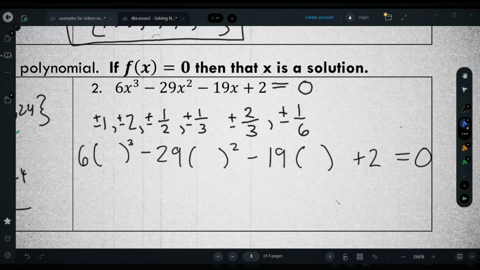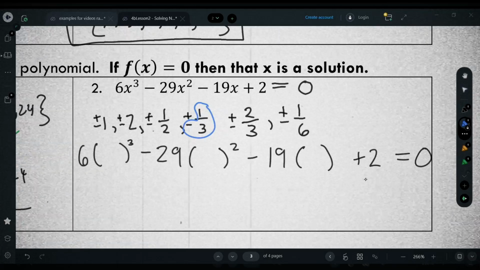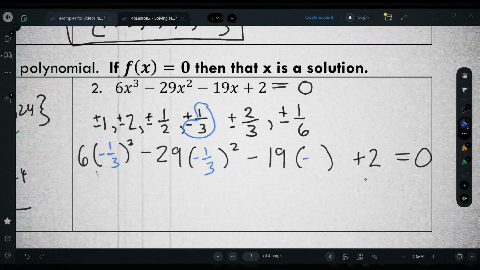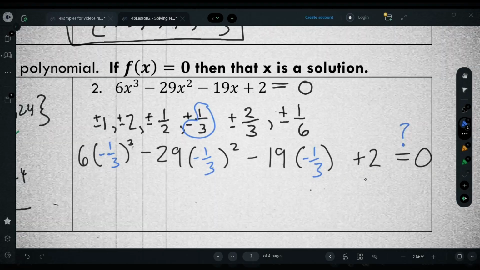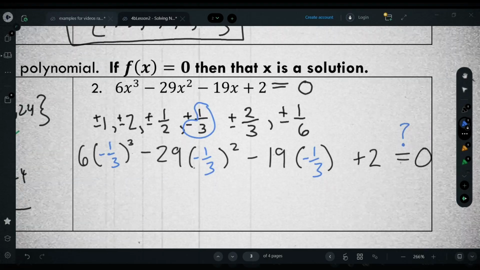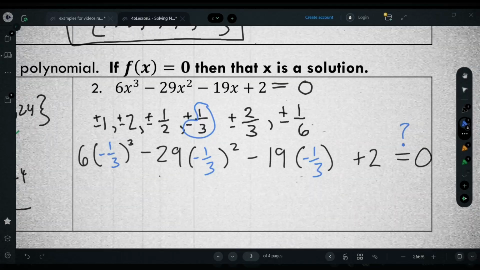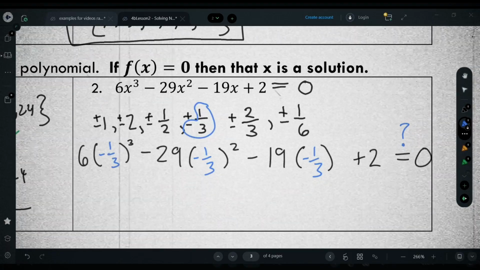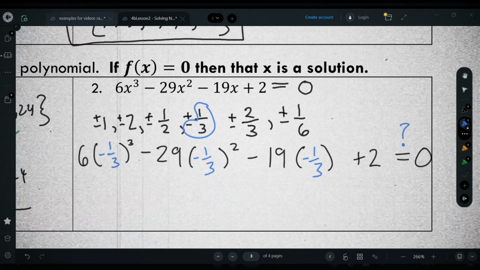Maybe we'll start with, hey, look, we could start with this, negative 1/3. Let's start there. So we'll plug in negative 1/3 for each of these. And then this is a question mark here. We want to know, is it equal to 0? If it is, we found a solution. Let's go ahead and check. Now, of course, to evaluate this, you got to use a calculator or a Desmos calculator. You're not going to be doing this by hand. So you're not going to be able to see my screen here, but I'm going to go over to Desmos and type this in.